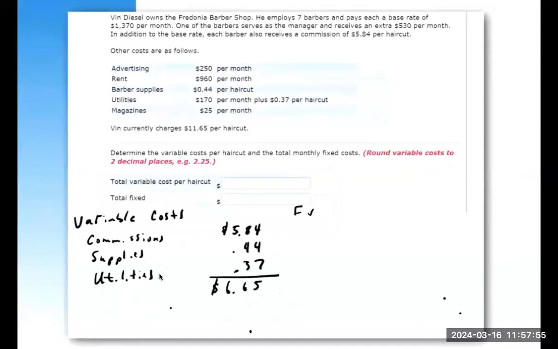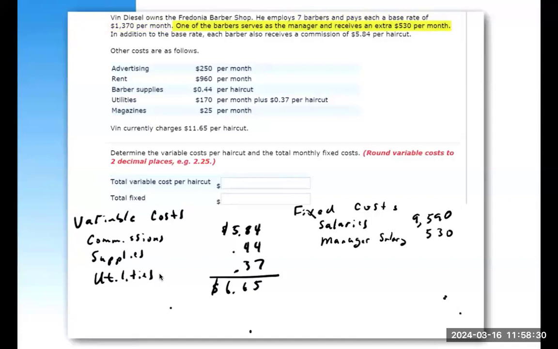$6.65. Next, we do the fixed costs, and these are costs where the amount of the cost does not change with increases in the number of haircuts. And so, first of all, we have the salaries, and the base salaries would be 7 times 1,370, which would be 9,590. Then we have the manager's extra salary, and that was an extra $530.